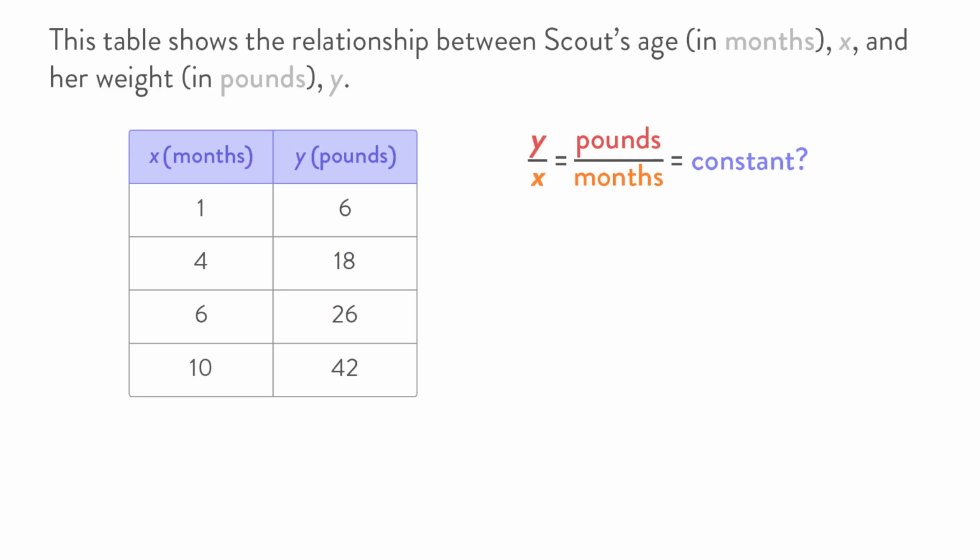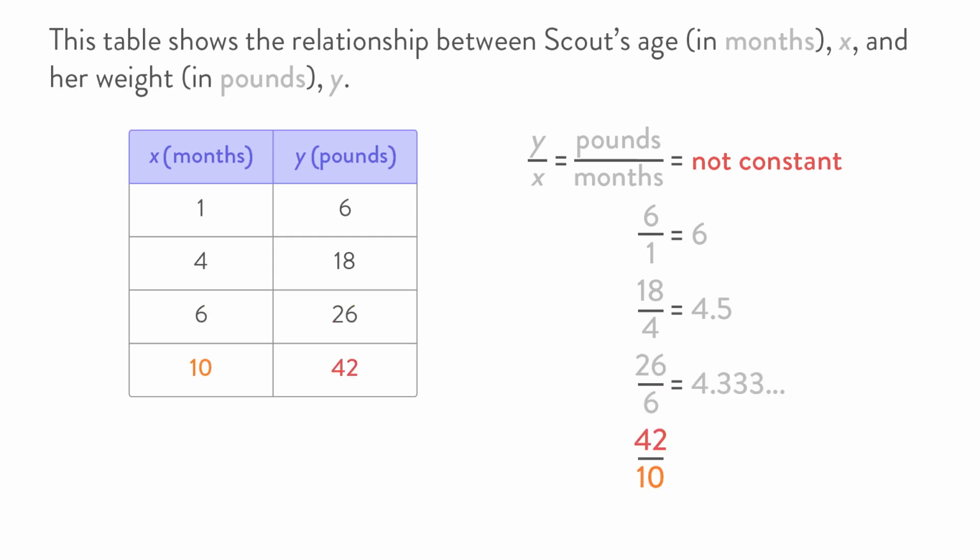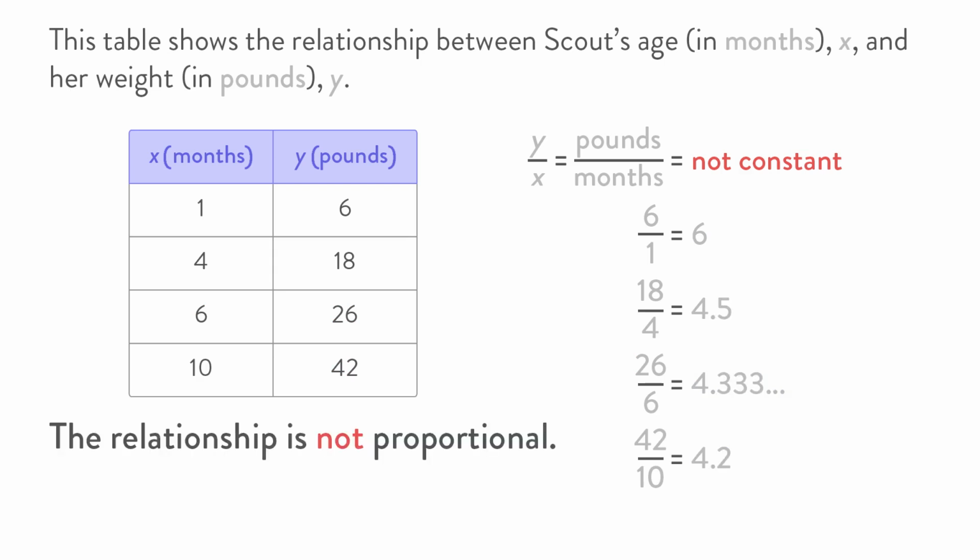Let's calculate the ratio of pounds to months for each row in the table. 6 pounds over 1 month equals 6. 18 pounds over 4 months equals 4.5. Well, 6 and 4.5 are not the same, so we already know that the relationship is not proportional. If we keep going, the ratio keeps decreasing. 26 pounds over 6 months is 4 1/3, and 42 pounds over 10 months is 4.2. There is no constant of proportionality because the relationship is not proportional.